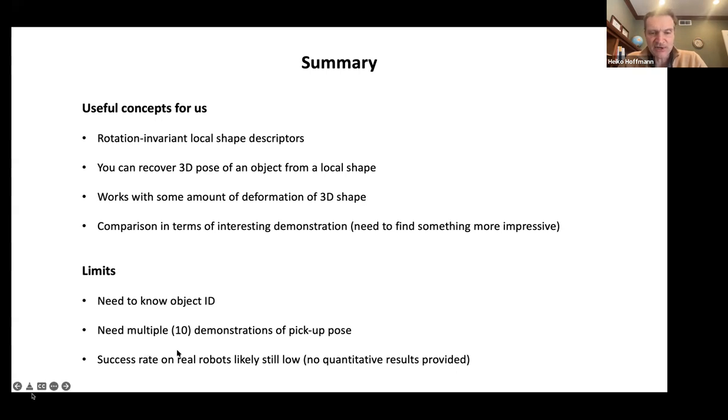As I mentioned, the success rate on real robots is probably still low. So I'm sorry for going over time, 10:44. Maybe any follow-up questions we can discuss offline, or you just send me a question.